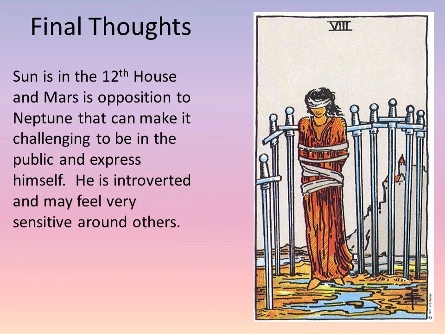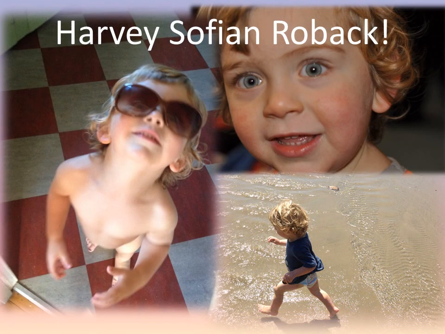But then again, his life's work is to network. Remember, we said Saturn was in the 11th house in Libra, so he measures his success by how well he does spread out his social network. So it's a challenge that he'll have to work through. So here he is, Harvey Sofian Roback, the super cutie. And here he is running on the Oregon coast.